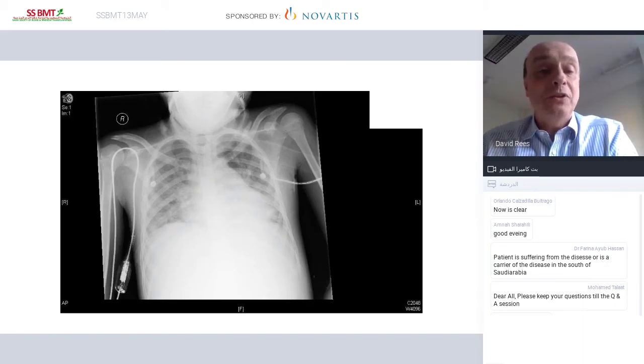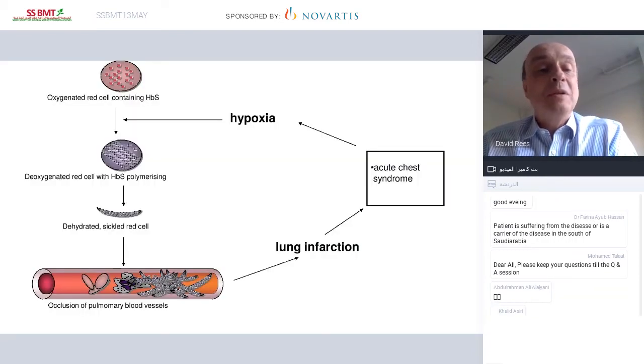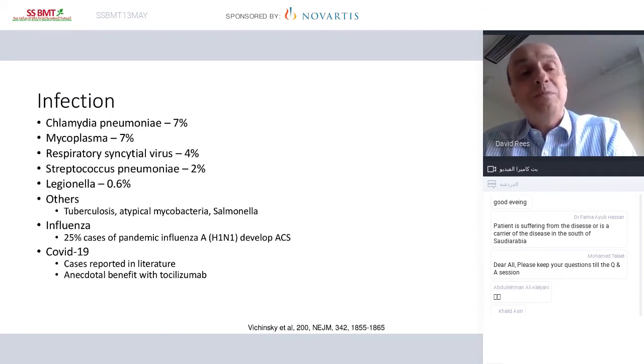This is the typical chest X-ray appearance in a child with bilateral shadowing. And this is the pathology, in which you develop a vicious circle, in that the hypoxia causes vaso-occlusion in the lung, which causes more hypoxia, and you potentially set up this destructive cycle, which results in rapid loss of lung tissue. Infection is an important component. In studies in the States, because people all have prophylaxis against pneumococcus, atypical organisms, chlamydia pneumonia, mycoplasma, and viruses were more common.